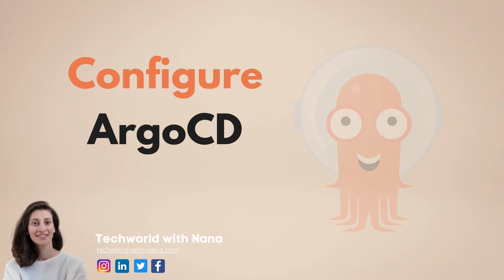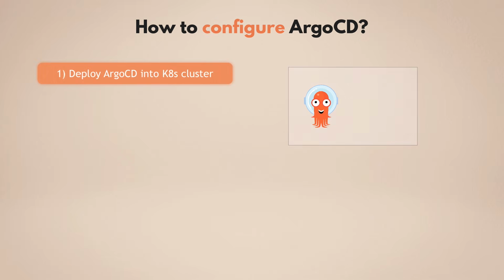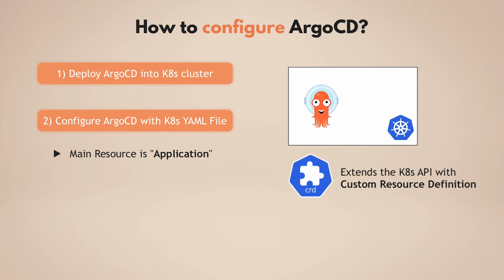Now, how do we actually configure ArgoCD to do all this? Basically, we deploy ArgoCD in Kubernetes, just like we deploy Prometheus, Istio, or any other tool. Since it was purpose-built for Kubernetes, it extends the Kubernetes API with CRDs, or custom resource definitions, which allows configuring ArgoCD using Kubernetes-native YAML files. The main component of ArgoCD is an application, and we can define this application CRD in a Kubernetes-native YAML file. And it looks like this.